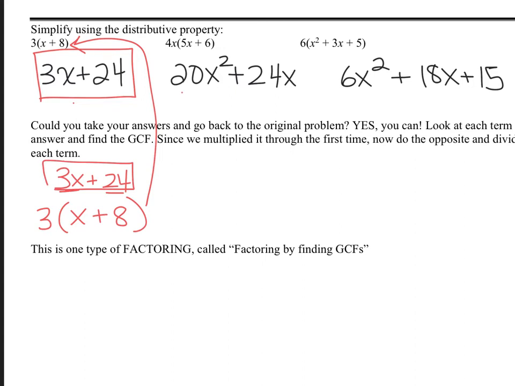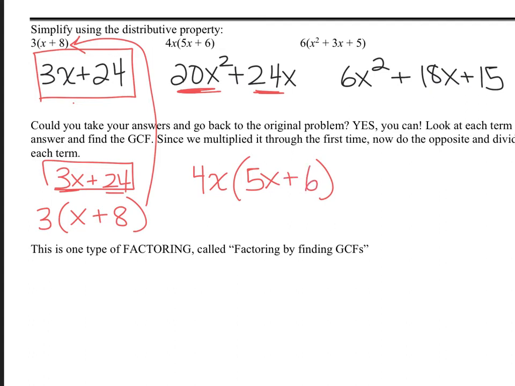Now let's look at this one. What's the GCF of 20x squared and 24x? Well, the GCF of 20 and 24 is 4. They both have an x in common. So we're going to basically pull out the 4x. And what's left is what goes in our parentheses. So if I divide 20x squared by 4x, I'm left with 5x. And if I divide 24x by 4x, I'm left with 6.